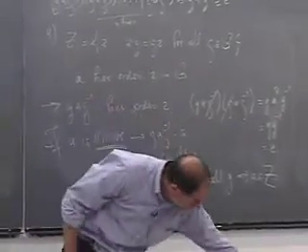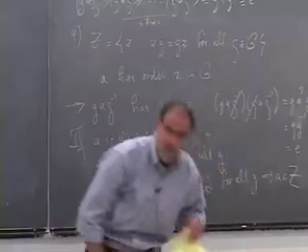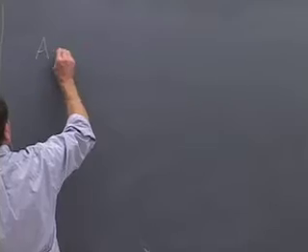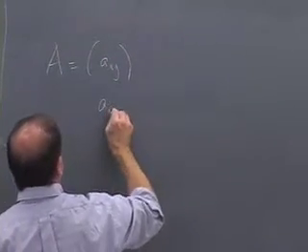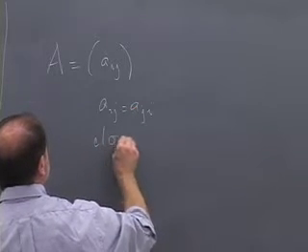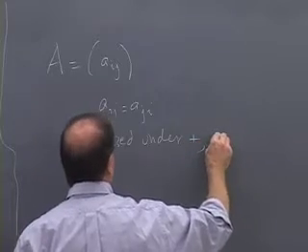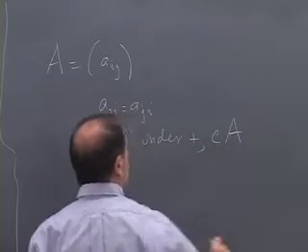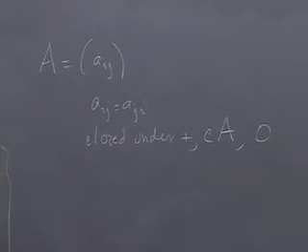OK. Problem 4, almost everyone got. That was the question on the symmetric matrices. So if A is equal to A_ij, where A_ij is A_ji, this is clearly closed under addition and scalar multiplication and contains the 0 element. So it's a subspace.